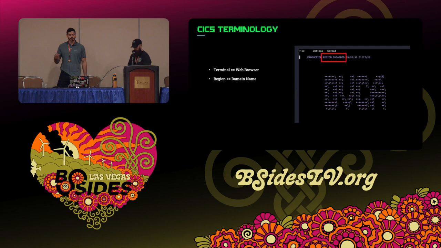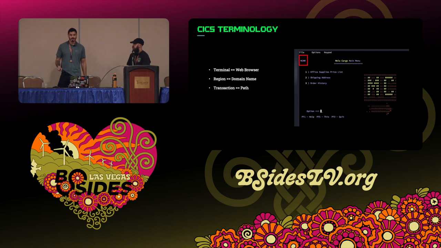So once you're logged into your region, you need to know what page on that website you want to get to. So in CICS, this is a transaction. It's a four-character alphanumeric transaction ID. So once you're logged into the region, you enter the transaction ID for the screen that you want to access. And you can access any transaction on that region, provided you're authorized to do so.